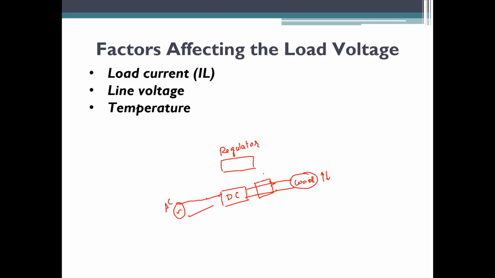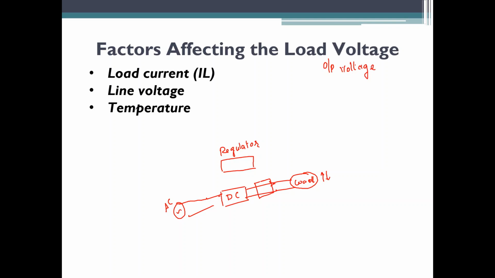So these are the three important parameters which will be affecting the load voltage. The first one is the load current, the varying load current. The second one is the line voltage. The third one is the temperature. These three factors play a very major role in affecting the load voltage. When I speak about load voltage, please remember this load voltage is nothing but the output voltage, or the voltage that is available at the output terminals of the DC source.